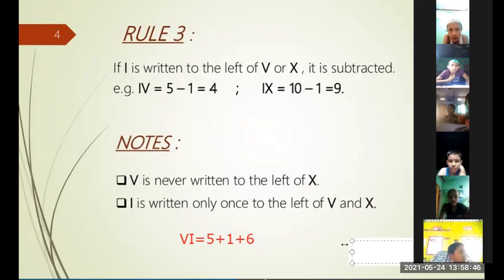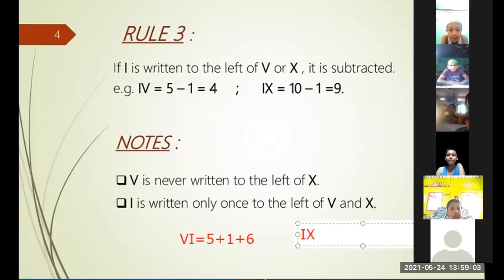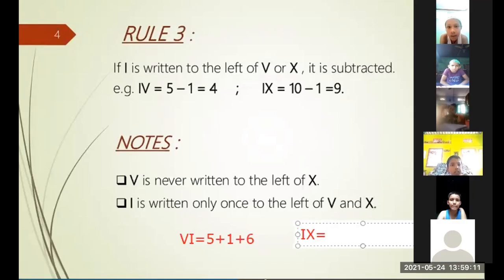You tell me one example. Anyone? Rehan Ahmed, Shanawaz Hussain. IX. Okay. IX. That means now Joydul Islam, you tell me the answer.